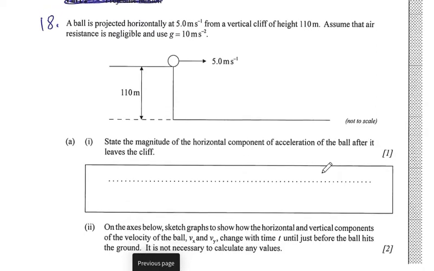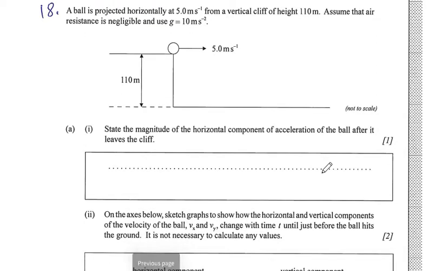All right. Question number 18 is a projectile motion question. We are given the initial horizontal velocity, and we are told that we can use the gravitational acceleration to be 10. So these are the things that I know. I also know the height. First question is asking me, what is the magnitude of the horizontal component of acceleration? We know that there is no air resistance, so this has to be 0. The one and only acceleration of this motion is gravitational, which is downward.